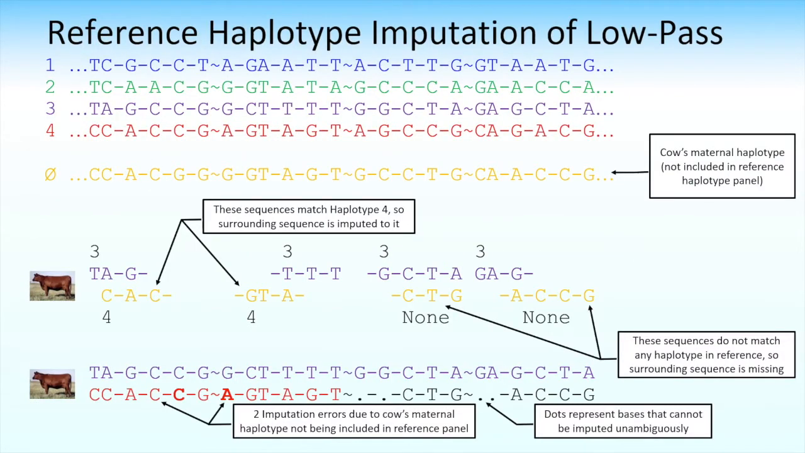Warren mentioned that having a good panel of reference haplotypes is important for imputation of low-pass data. Here we have an example set of reference haplotypes that are comprised of three haplotypes present in our founder individuals and one haplotype in red from outside the pedigree. But the reference set is missing the cow's maternal haplotype, which I've shown below the reference panel.